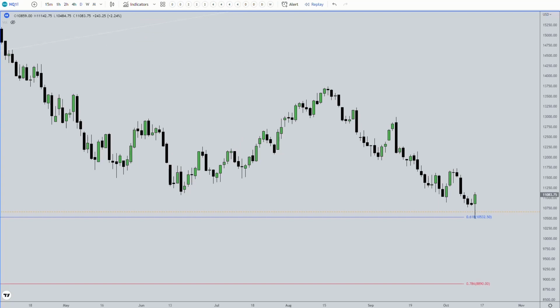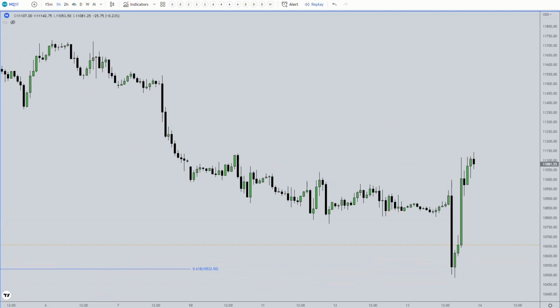Depending on how much time you have and what kind of trader you are, you could, for example, pick the 4-hour, 2-hour, or even the 1-hour time frame. Let's look at the 1-hour time frame here today.